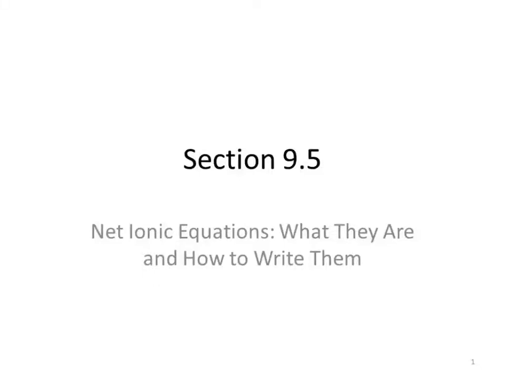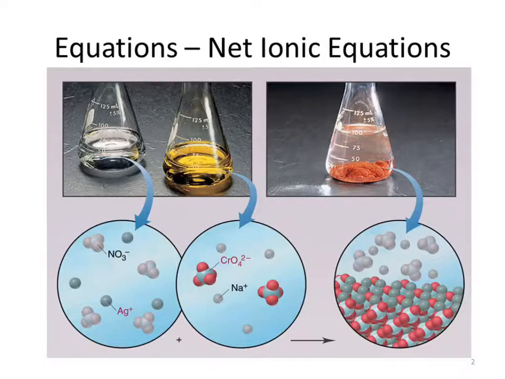Okay, now let's talk about net ionic equations. So far, when we've written our equation, we just write everything as a molecule or a formula unit, regardless of whether or not it would be soluble in water. Well, some things are soluble. And so if I combine them and they are still soluble, we're just going to get ions floating around in solution. So here I have some silver nitrate and some sodium chromate.